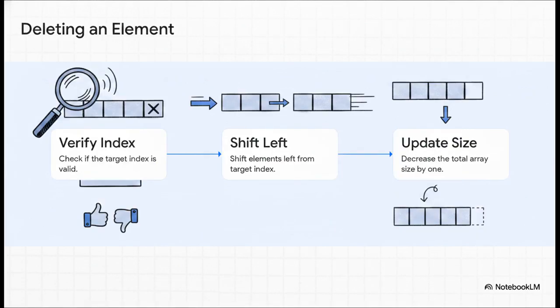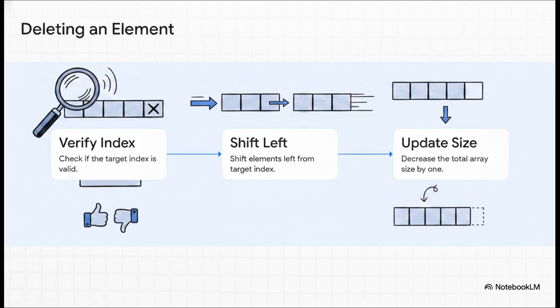Now let's see how this logic applies when we want to do the exact opposite. Deleting an element is basically the reverse mechanical process. First, you verify the index is valid. Then, to close the gap you just created, you have to shift all the elements on the right 1 position to the left, essentially overwriting the item you wanted to delete. Then just update the total size.